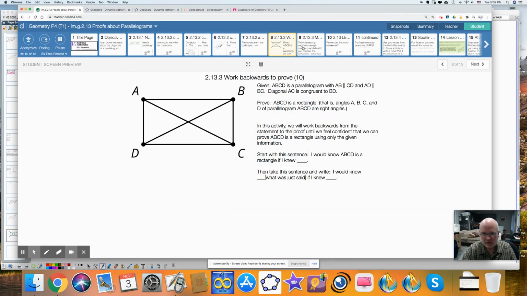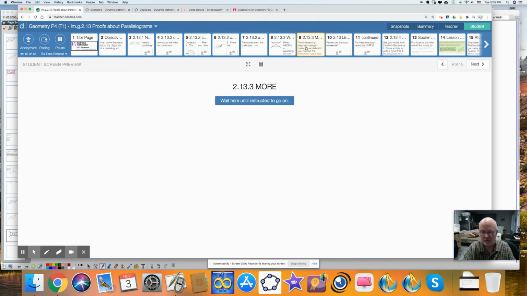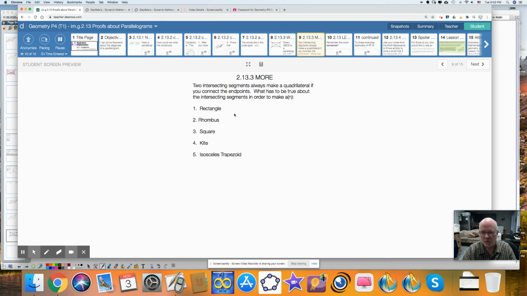And I hope you followed all of this. This is a whole lot. It's a big mouthful for me to say. We could also do more proofs like this with rectangles, with rhombuses, squares, and the diagonals of these.